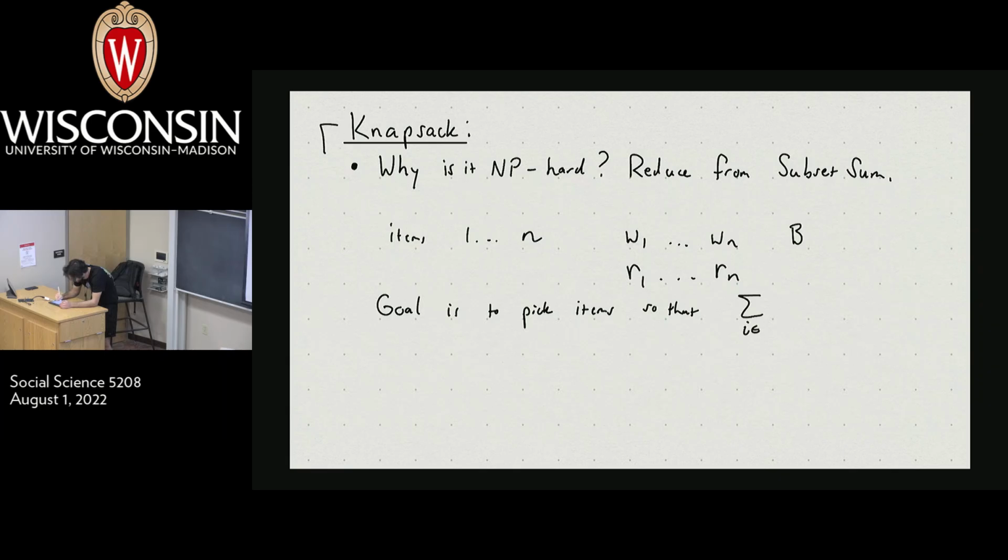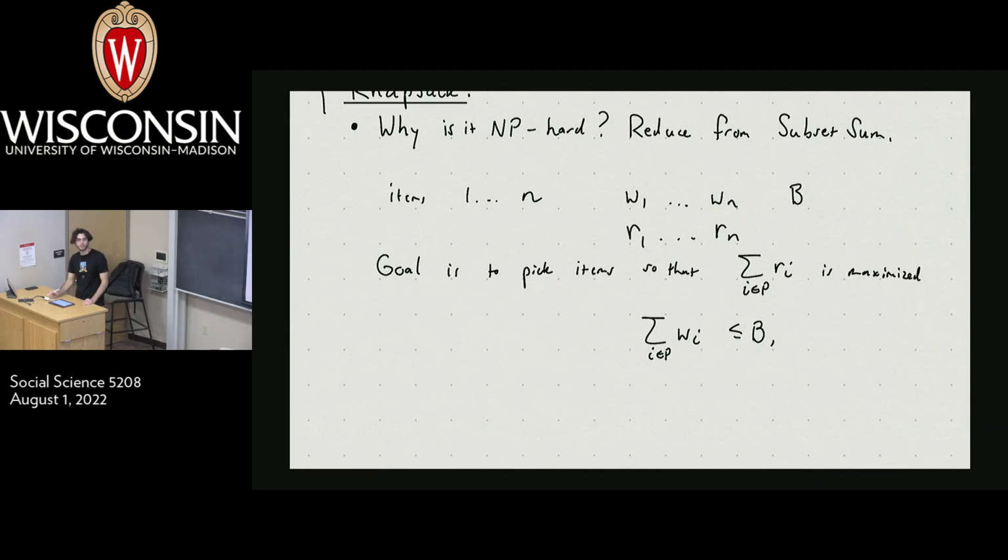So for each i we pick, the reward of i is maximized, but the total weights we pick is at most our budget B. So you could think of this as you're packing luggage, and there's certain items you really want to bring, but obviously your luggage has a limited capacity, so you're trying to stuff as much as you can in your luggage to maximize your reward.